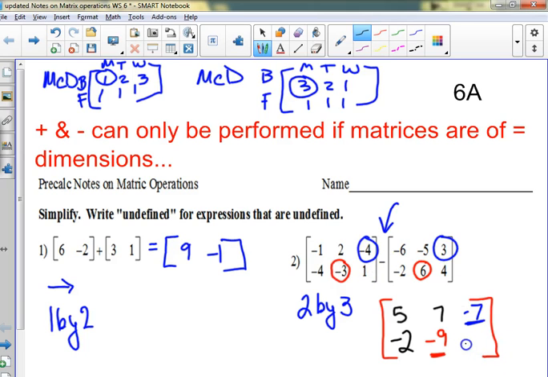1 minus 4, -3. Everybody's good? And there's no reason to do them out of order most of the time. I just want to talk about this because when we do multiplication in a second, you have to understand that row 2, column 3 matters, okay?